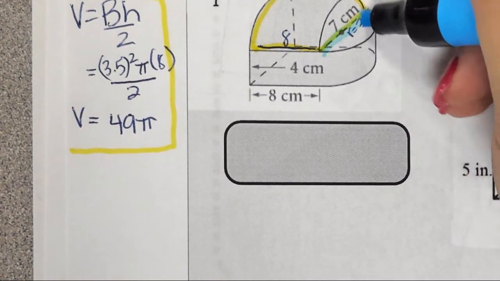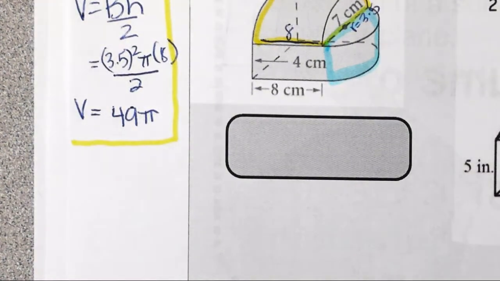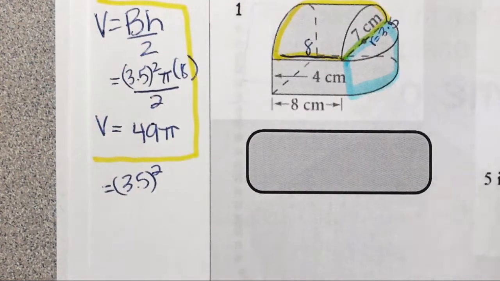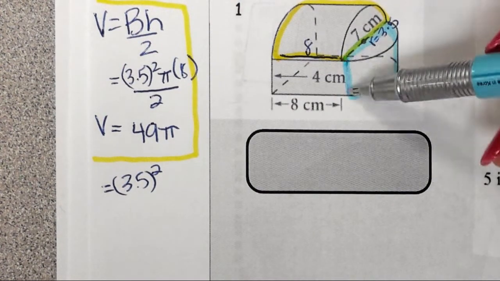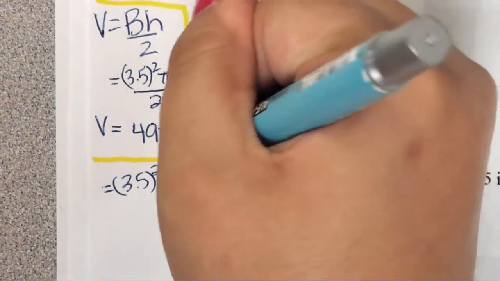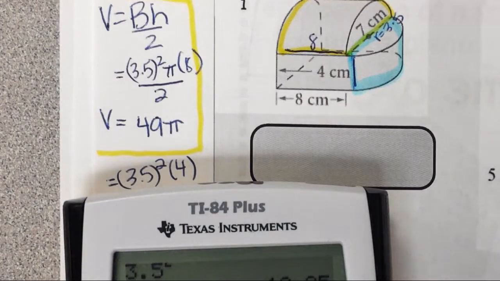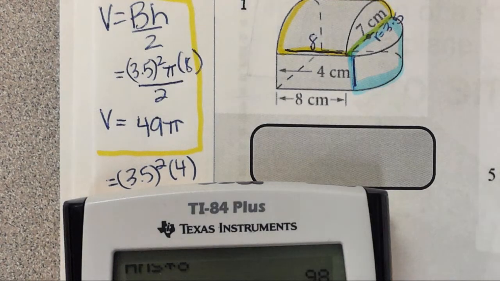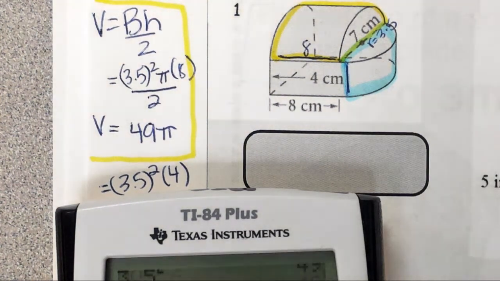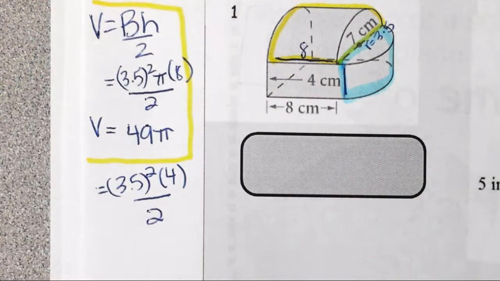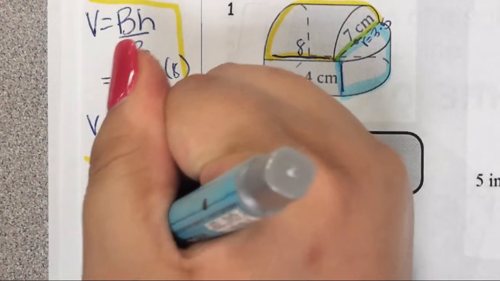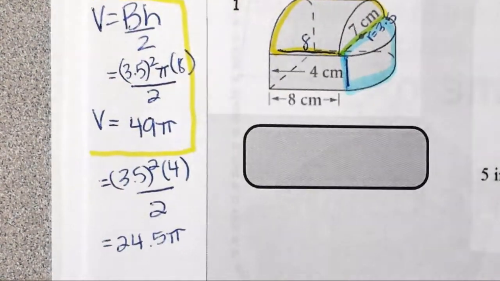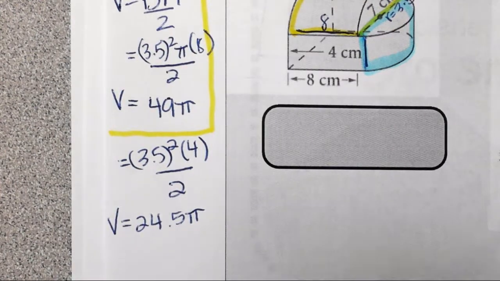My other cylinder, I'm going to do blue. My other cylinder, what's my radius? So again, it's 3.5 squared. What is my height of this cylinder? 4. The height is right here, which ends up being 4. And then what do I got to do? Divide by 2. So when I do that, 3.5 squared times 4 divided by 2 gives me 24.5 pi. And so that's the volume of my blue cylinder.